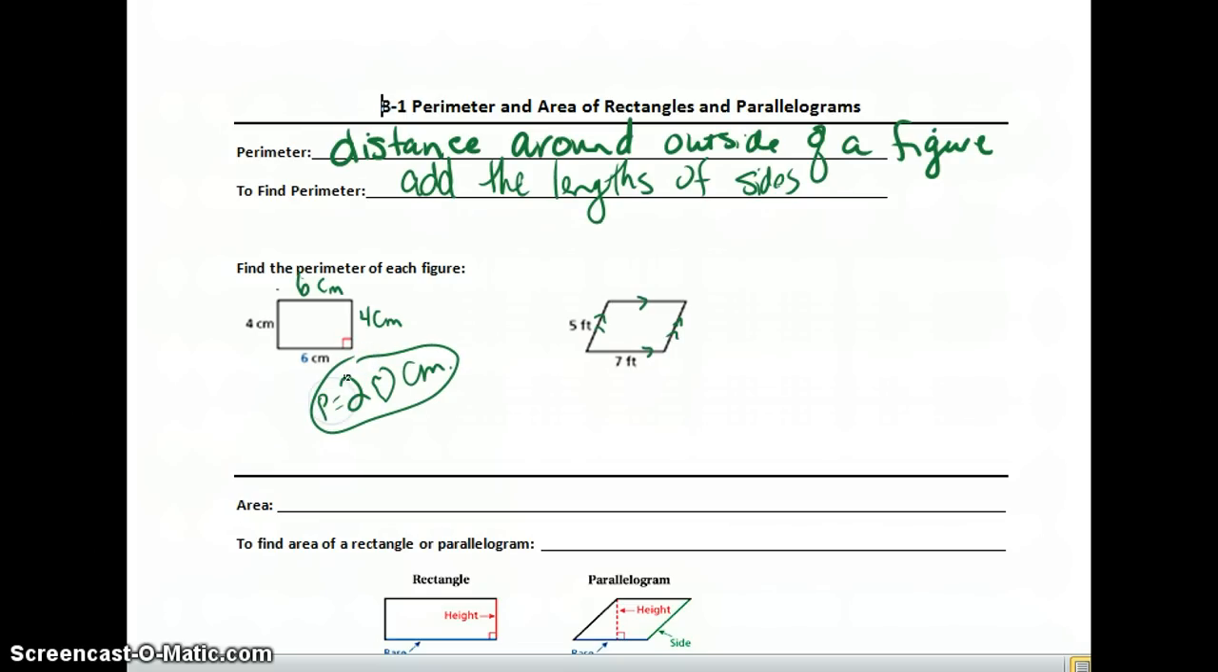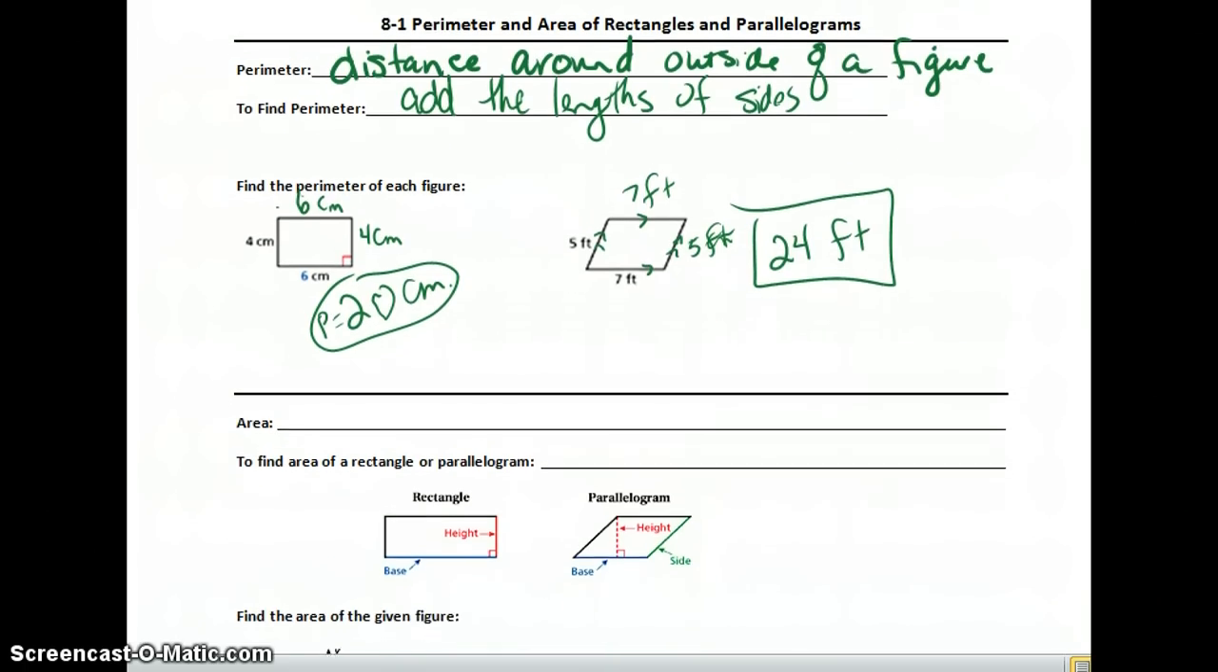I'm going to say P equals 20 centimeters. Notice it's a distance, so you just have centimeters. You don't have centimeters squared here. Likewise, on the next problem, if these are parallel sides, then the opposite sides will be congruent. And again, we add them up. We get 5 plus 5 is 10, plus 7 is 17, plus another 7 is 24. And again, it's just feet. We just check and see what unit we're dealing with.